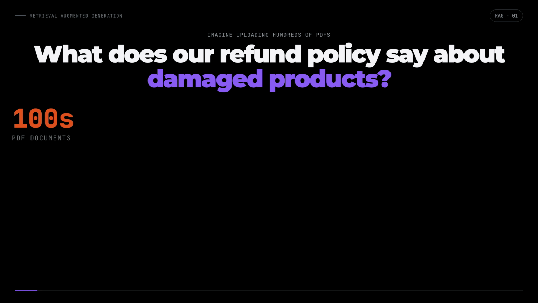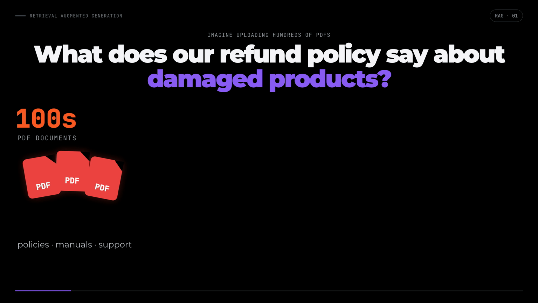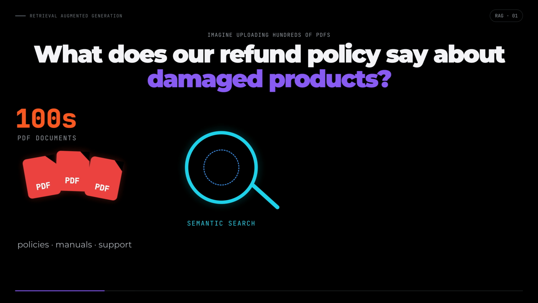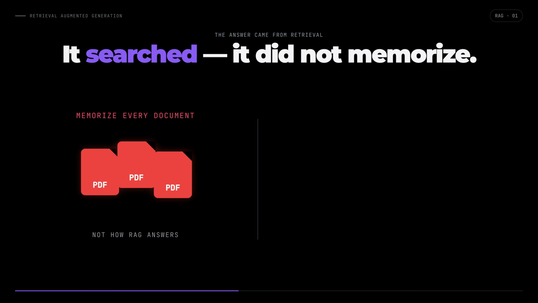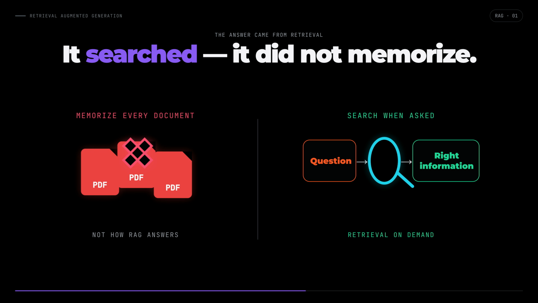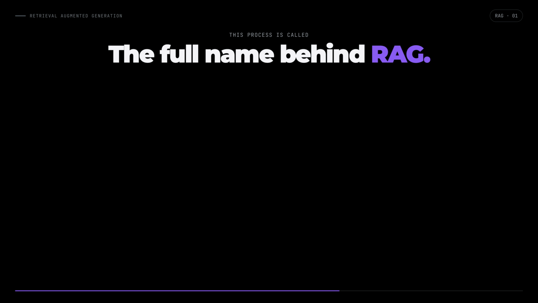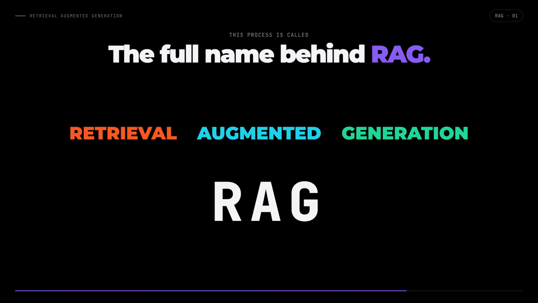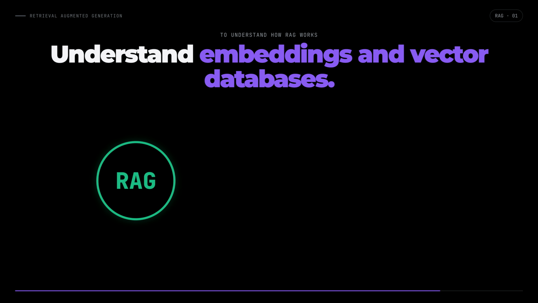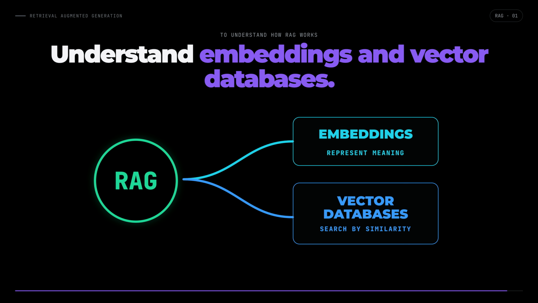Imagine uploading hundreds of PDFs into an AI system and asking, "What does our refund policy say about damaged products?" Within seconds, the AI finds the correct section and gives you a clear answer. But the language model did not memorize all those documents. It searched for the right information when you asked the question. This process is called Retrieval-Augmented Generation, or RAG. To understand how RAG works, you also need to understand embeddings and vector databases.